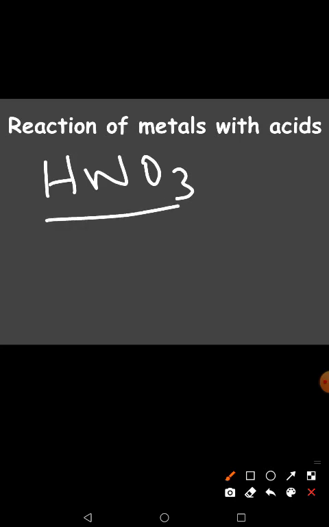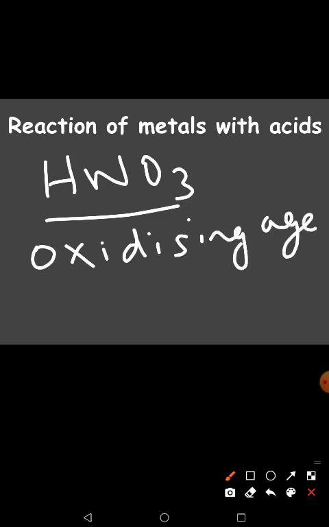And what is an oxidizing agent? What do you mean by oxidizing agent? This we have done already. The substance which gives oxygen or removes hydrogen from a substance is called an oxidizing agent. A substance which gives oxygen or removes hydrogen from another substance is what is called as an oxidizing agent. So, this nitric acid is an oxidizing agent.